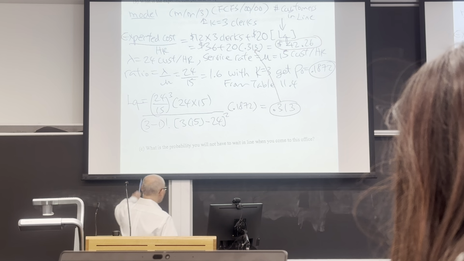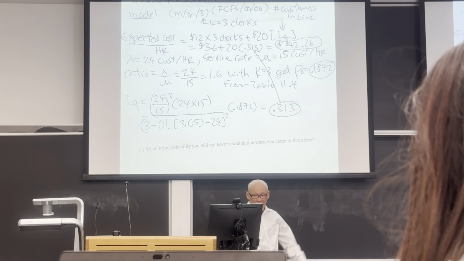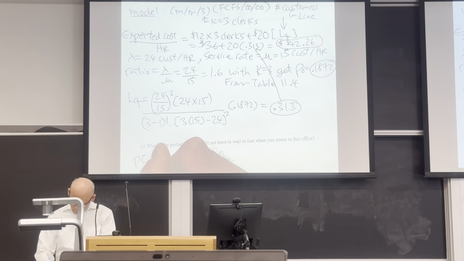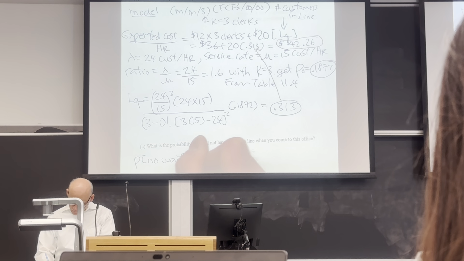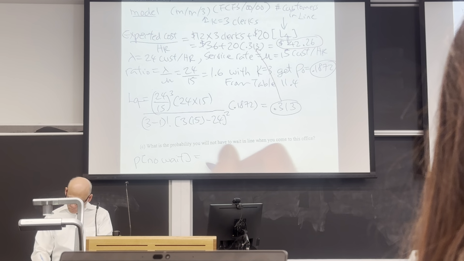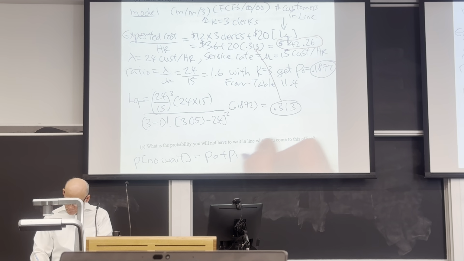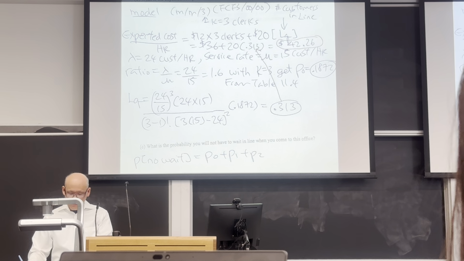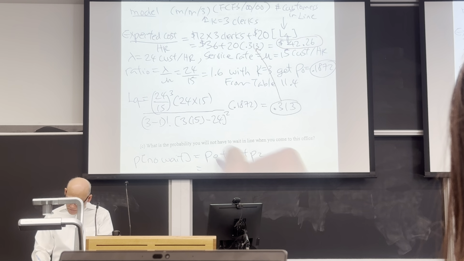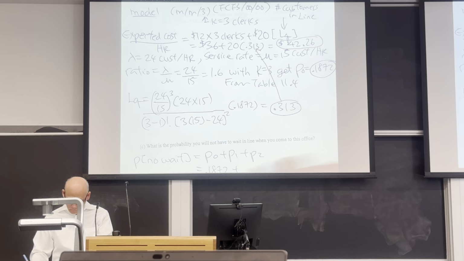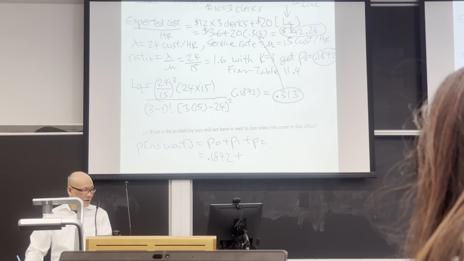What is the probability you will not have to wait in line when you come to this office? Well, there are 3 clerks, so if there are no customers there, you don't wait. If there is 1 customer there, you don't wait. If there are 2 customers there, you don't wait. And then if there are 3, you wait. So the probability of no wait is basically P0 plus P1 plus P2. P0 we already have, 0.1872, but the other ones we have to calculate.